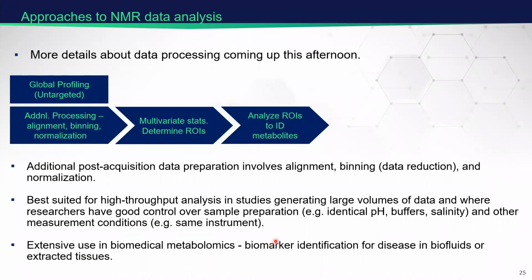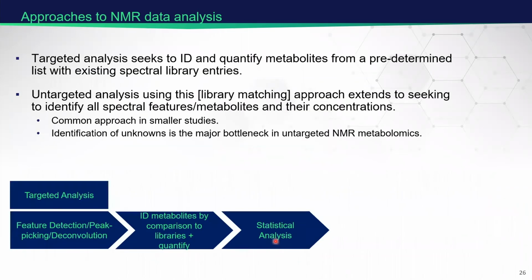Of course, we see a lot of use of these in biomarker identification and medical metabolomics. Target analysis, on the other hand, seeks to identify and quantify metabolites from a predetermined list, and these would have existing spectral entries. In the previous talk, we mentioned that this is through a hypothesis-driven approach.